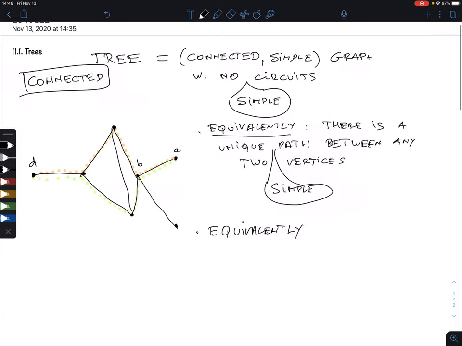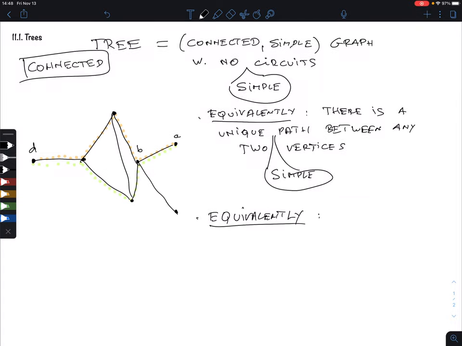And so if you have a connected graph, equivalently, if n is the number of vertices of the tree, then n minus 1 is the number of edges of the graph. So a simple connected graph is a tree if it has one more vertex than it has edges. So in this case, we can easily calculate whether we have a tree or not.